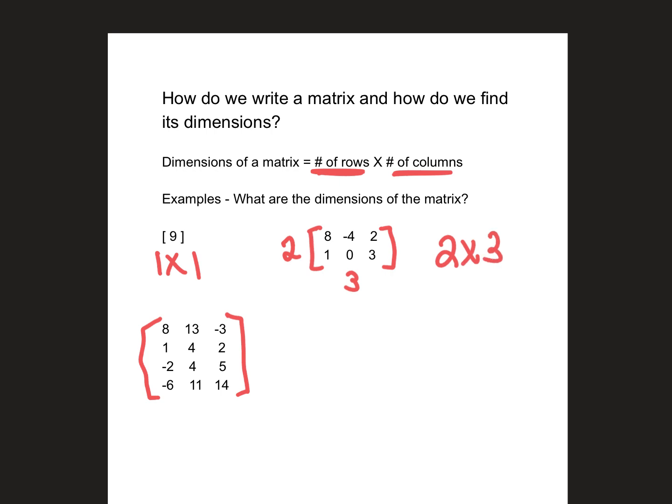And then here, this one on the bottom, we have 1, 2, 3, 4 rows and 3 columns, so it would be a 4 by 3 matrix. So when we start talking about dimensions and things like that, and when you can use certain matrices, that's what we're talking about.